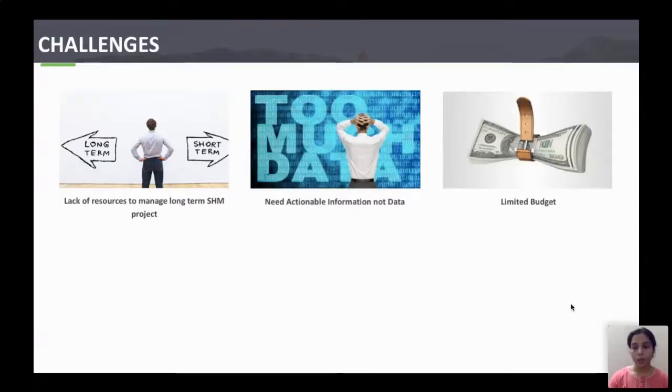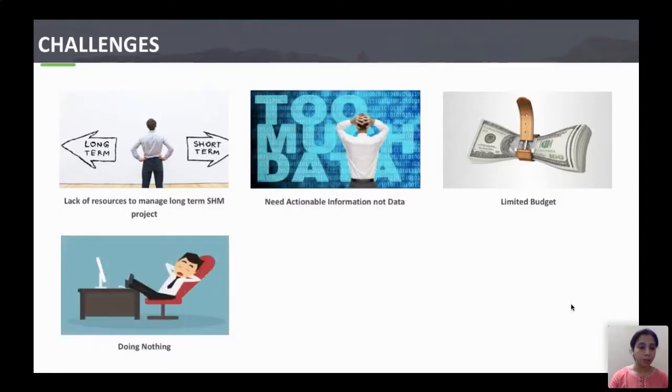Then of course, limited budgets. But if you consider the life cycle cost of the structure, I would say this should not be considered a challenge. Rather, we need to make people aware that the long-term life cycle cost of the structure is much lower if you do the SHM of the structures than doing nothing. This is again a very big hindrance, because many times people tend to do nothing rather than do these complicated, long-term structural health monitoring processes.